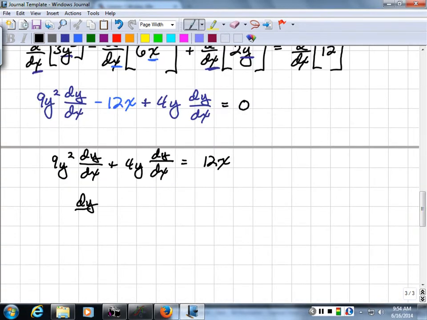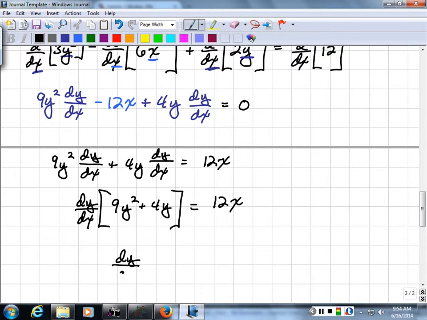Factor out the dy over dx, and you get 9y squared plus 4y is equal to 12x. Solve both sides of this equation for dy over dx, and dy over dx is equal to 12x over 9y squared plus 4y. Okay? That's implicit differentiation.